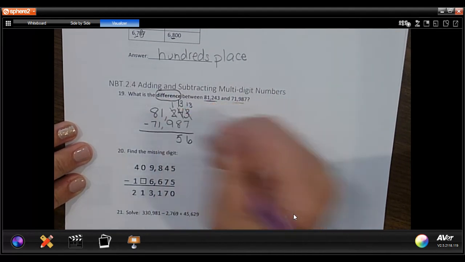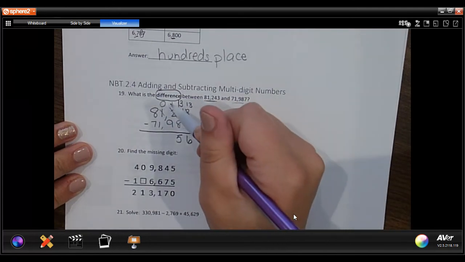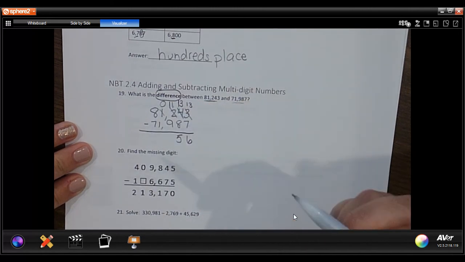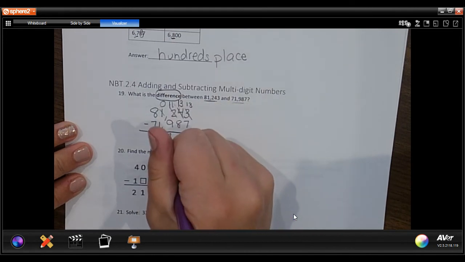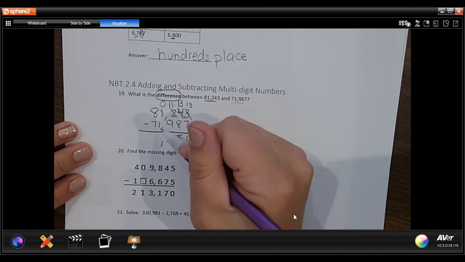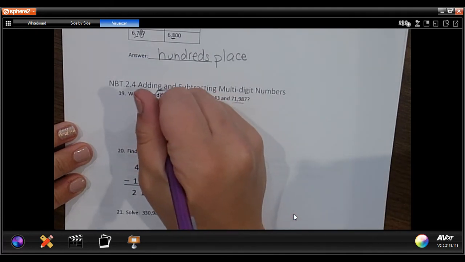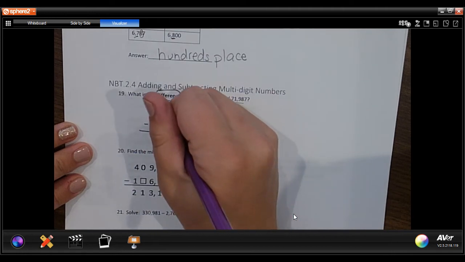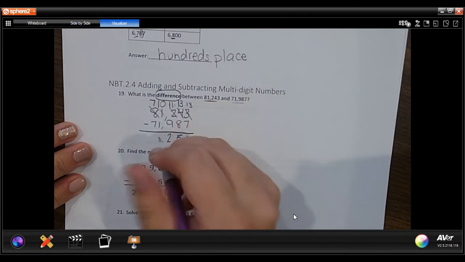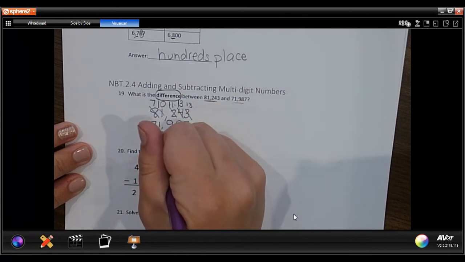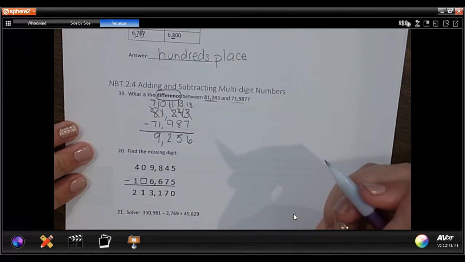1 minus 9, I can't do that one either, so I'm going to cross out the 1, make this a 0, add a 1 to this place. So now I have 11 hundreds. So 11 hundreds minus 9 hundreds will give me 2 hundreds. 0 minus 1, I can't do that either. So I have to take 1 away from the 10 thousands place. So now I have 7 in the 10 thousands place. And I have 10 thousands. 10,000 minus 1,000, or 10 minus 1, is 9 thousands. 7 minus 7 is 0. So my answer is 9,256.